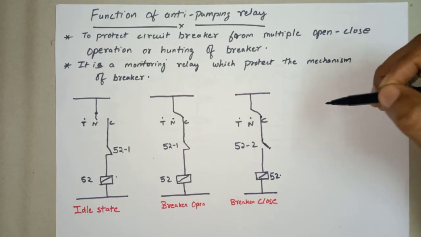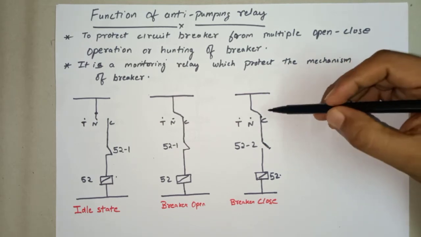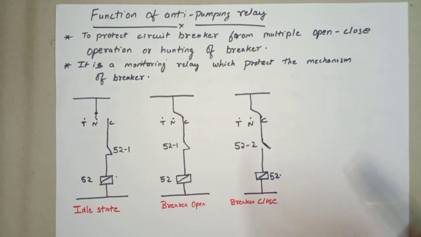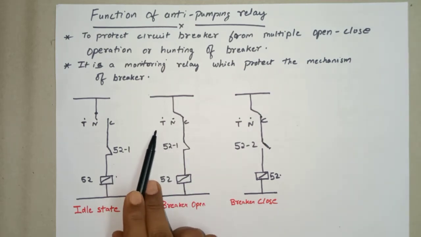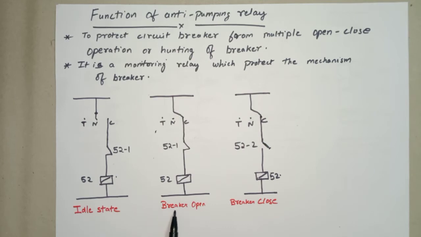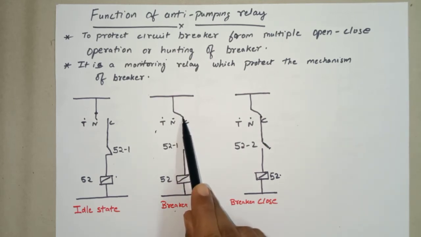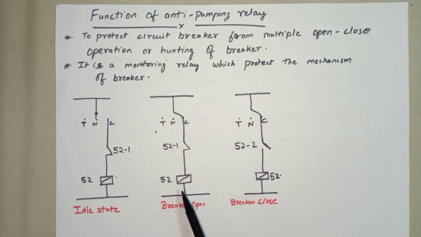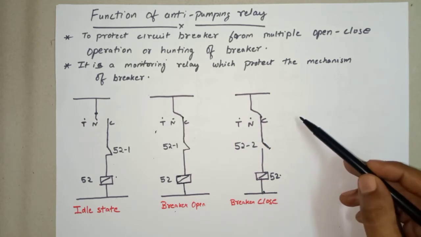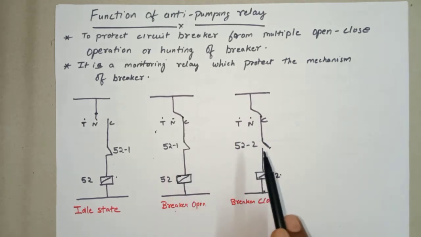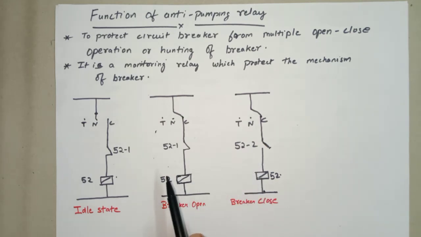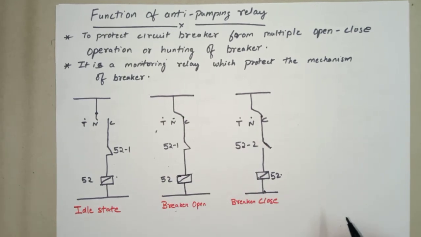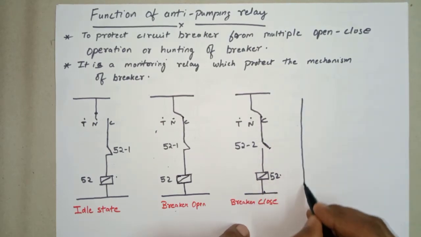Now let's see what happens when a trip is issued in this condition. Whenever a trip is issued to the trip coil, the breaker returns to this state. When the breaker returns to this state, that is the breaker open state, since the close command is continuously persistent due to the failure of the switch, the voltage will again extend to the closing coil and the breaker will again close. Now if the trip command is continuously available, this switching operation between these two states will continue. We can understand it through a simple time diagram I will draw here.